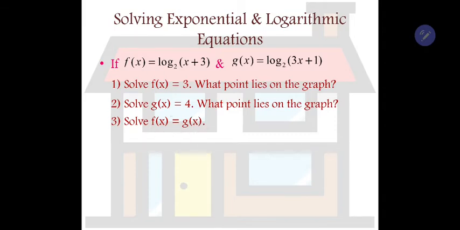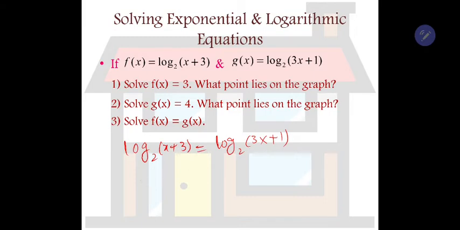The third part of the question is f of x equals g of x. So we have to solve this. We have to basically equate these two equations. F of x equals g of x. Now f of x is log base 2 of (x plus 3). This should be equal to log base 2 of (3x plus 1), and we have to find the value of x.